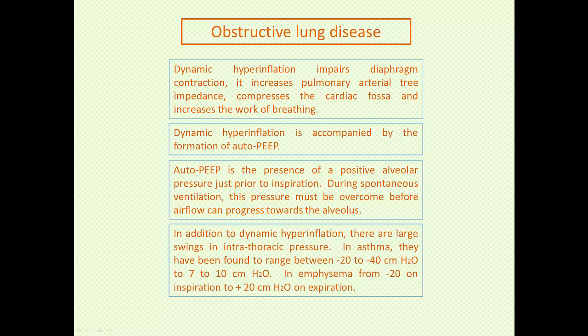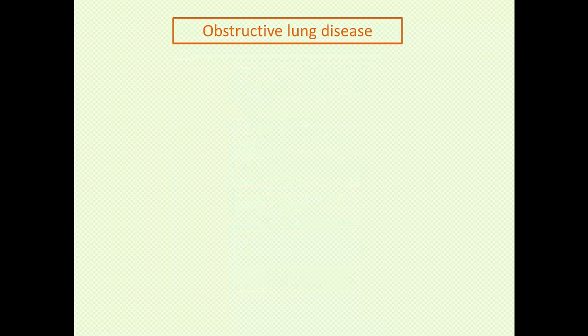In addition to dynamic hyperinflation, there are large swings in intrathoracic pressure that are developed. In asthma, they have been found to range between negative 20 to negative 40 centimeters of water, that is 20 to 40 centimeters of water below atmospheric pressure, to up to 7 to 10 during forced expiration. In emphysema, it's been quoted from 20 below to positive 20 on expiration. I think even some studies have quoted inspiratory efforts can drop down to 60 below atmospheric pressure. So there can be very, very pronounced changes in intrathoracic pressure.